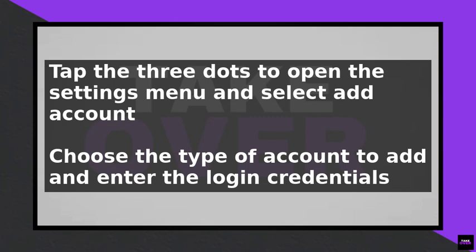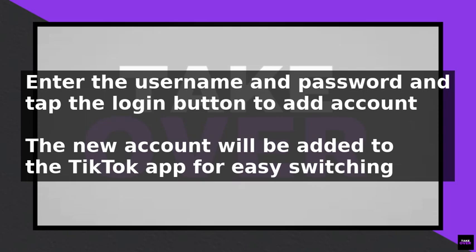Enter the login credentials for the account you want to add, including the username and password. Once you have entered the login credentials, tap the Login button to add the account. The new account will be added to your TikTok app, and you can switch between accounts by tapping the profile icon and selecting the account you want to use.